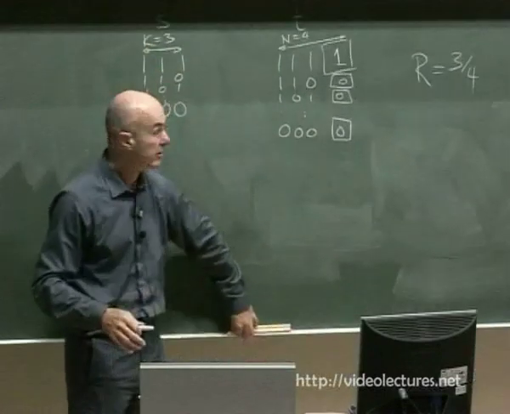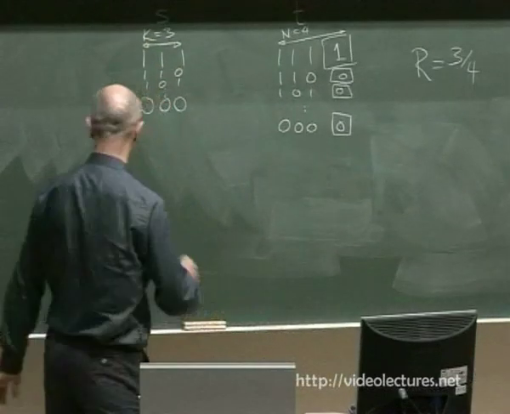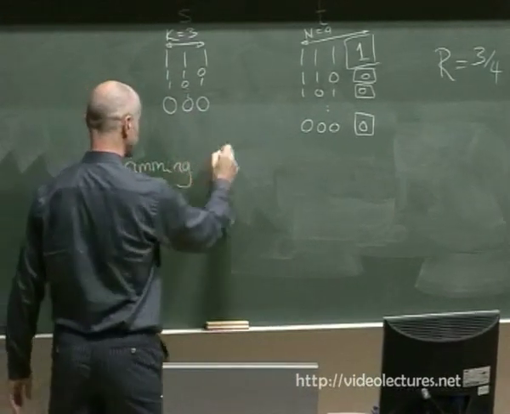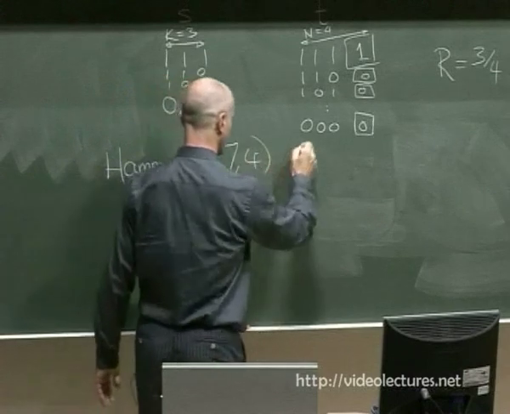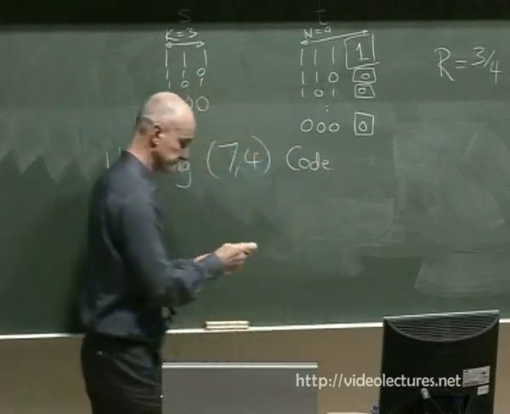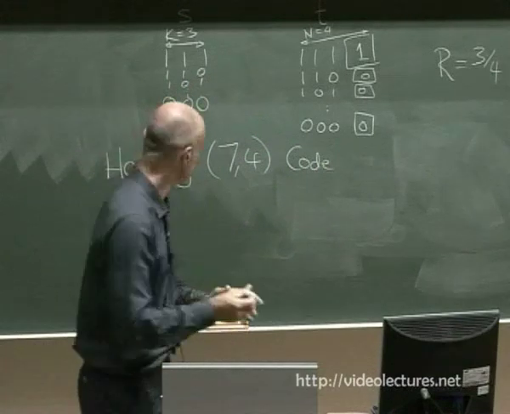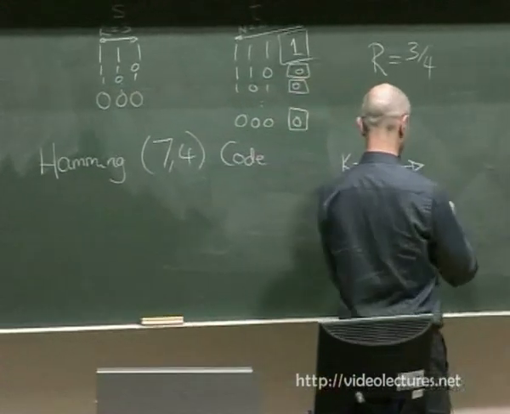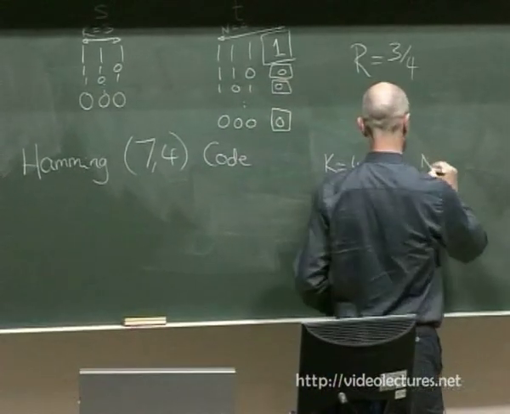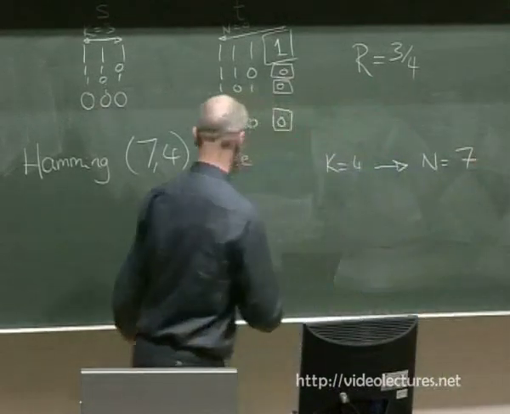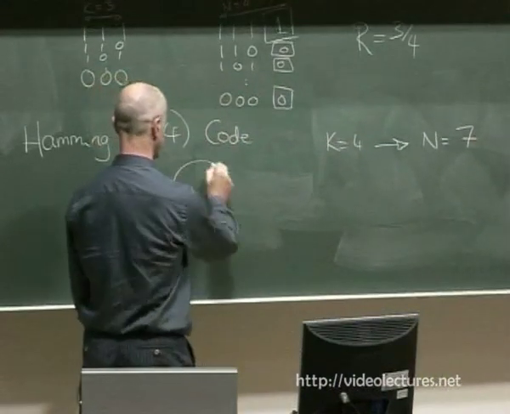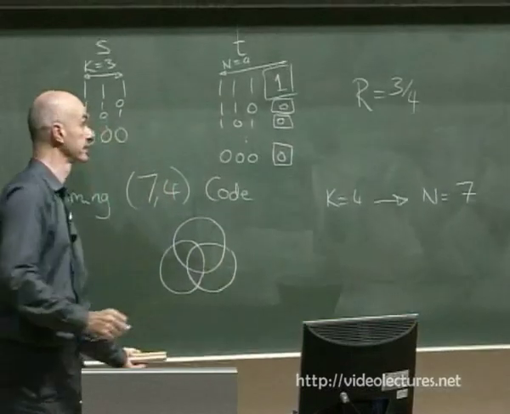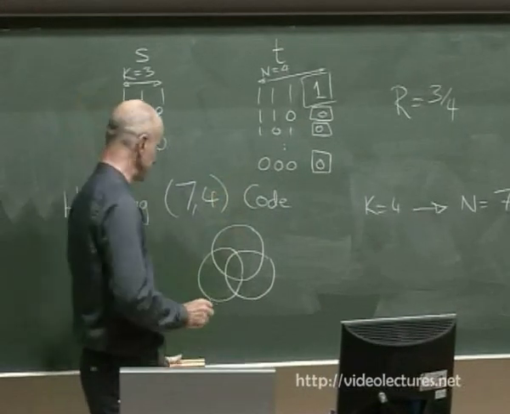I'm now going to tell you one of the first block codes that was invented. It was invented by a guy called Hamming, and it's called the 7-4 Hamming code. And it works like this. It's going to map 4 bits to 7 bits, and it's going to work by sending the 4 bits in the clear and then appending another 3 parity bits that are made in this sort of way. I'm going to show you exactly how now.